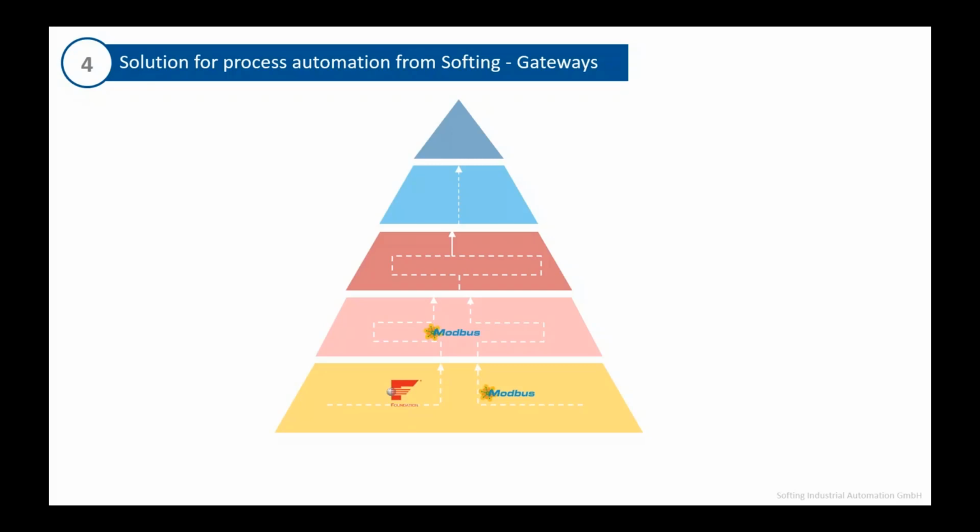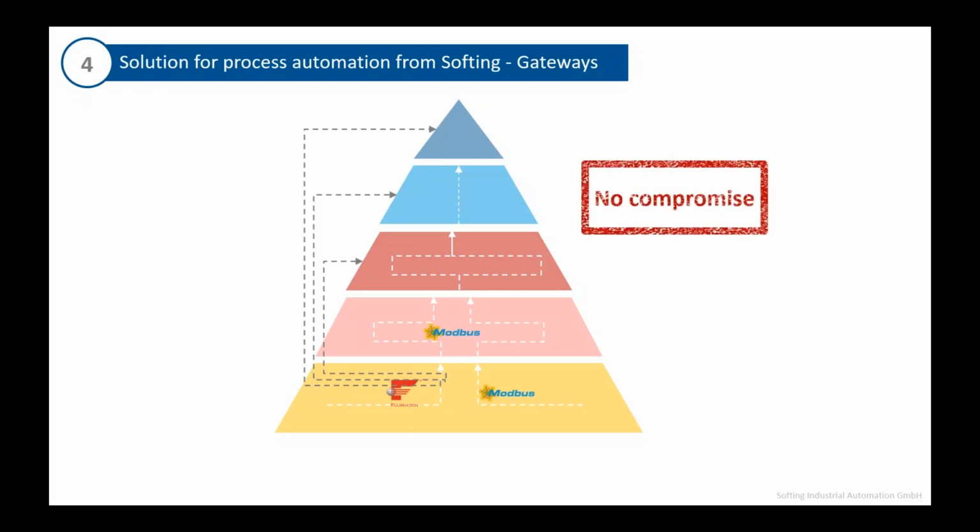And we here at Softing didn't like that it is so complicated. We also have to get those Foundation Fieldbus data into every level, and this makes it even harder. So we at Softing say, hey, don't make any compromise. Don't let yourself be told that combining those systems is not possible. Make the best out of your application, your plant. Use those protocols, those standards that fit your application best.